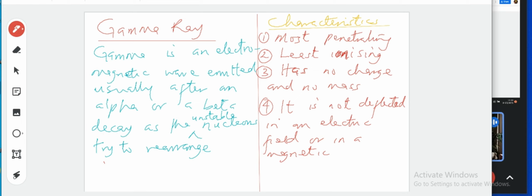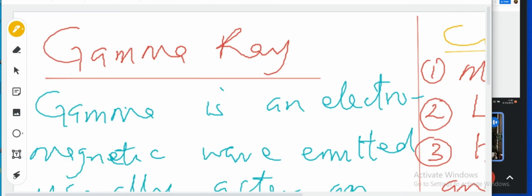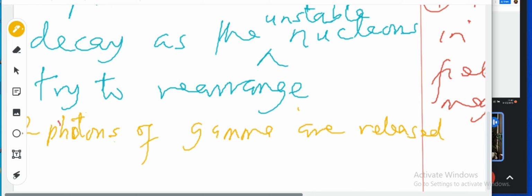And I also wanted to tell you that a gamma ray is produced, or 2 photons of gamma. A photon is a unit of energy. 2 photons of gamma are released or produced, if you like. Okay, I need to zoom this in to capture it properly. 2 photons of gamma are released.